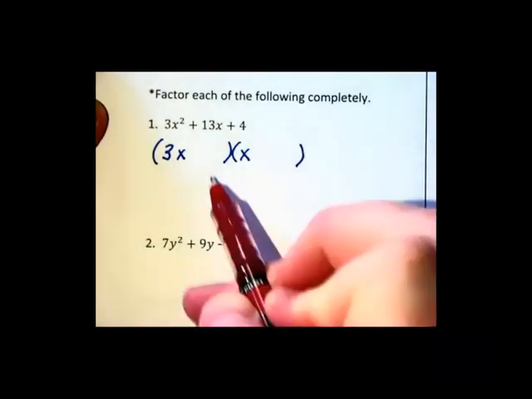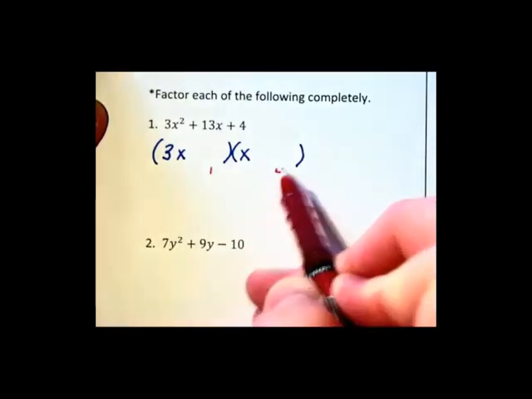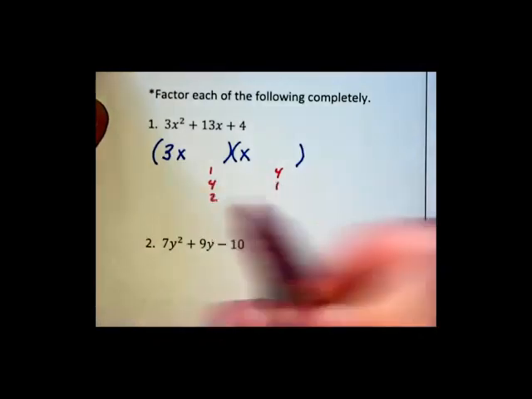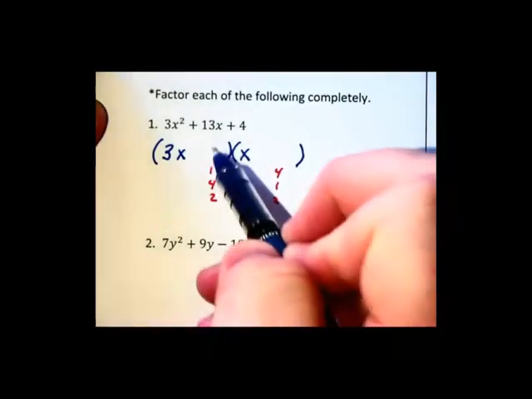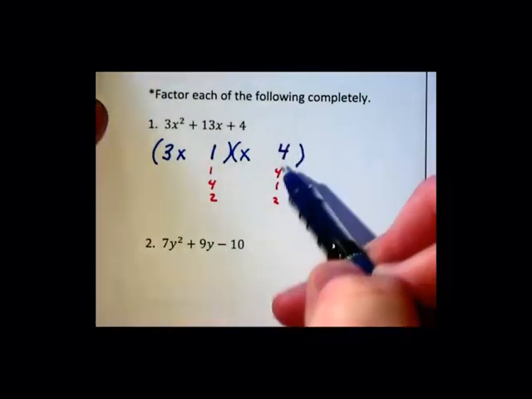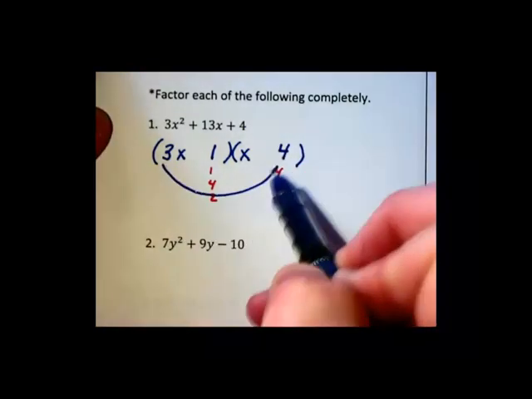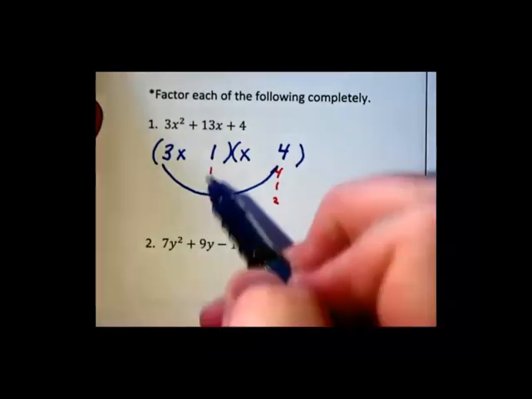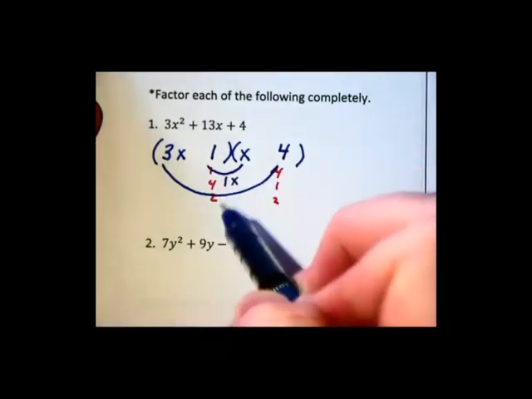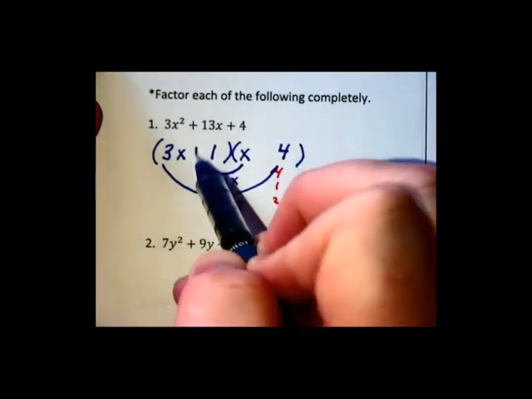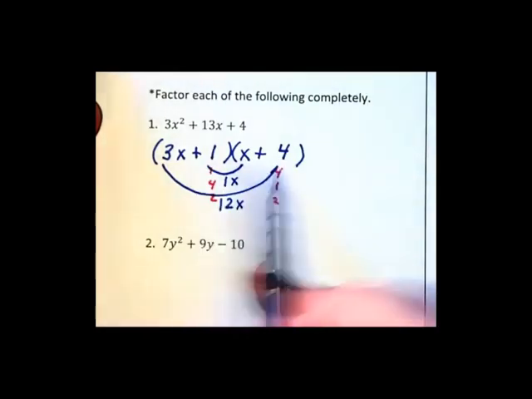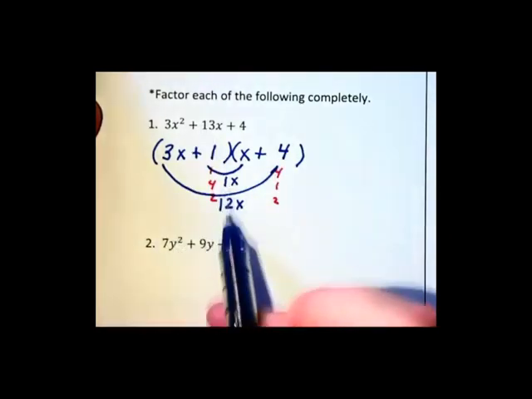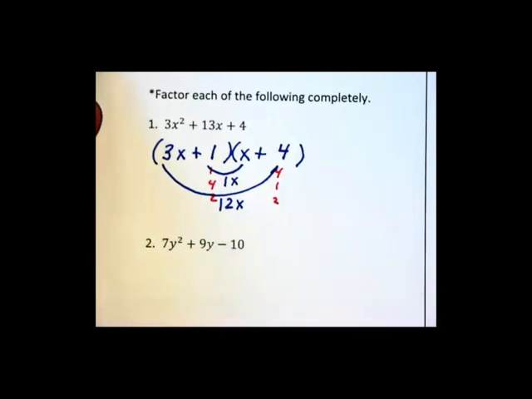Now 4, we have to try all these combinations, either 1 and 4, 4 and 1, or 2 and 2, until we find the right combination that works. And it turns out that it's going to be 1 times 4. That way, out here on the outer edge, notice that 3 times 4 makes the 12, and here's a 1 in the middle. 1x and 12x will add up to the 13x if both are positive. We're not looking for the 4 times 1 to add up to the 13. We're looking for this 1x and 12x adding up to the 13. You've actually got to be foiling as you're factoring when you're doing these problems.